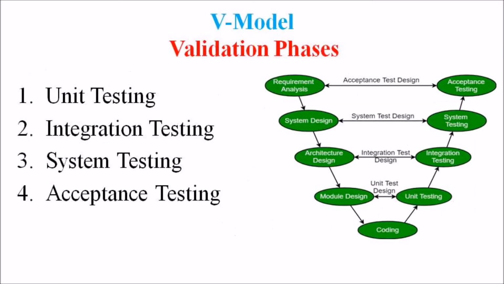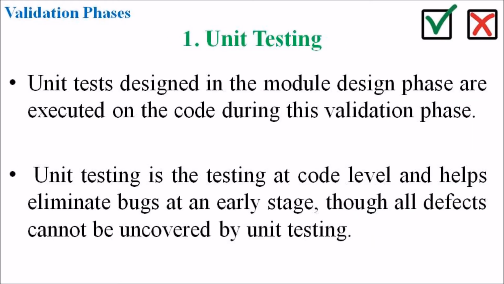After the coding phase is completed, we are moving to the validation phase, and this phase consists of 4 different procedures. They are unit testing, integration testing, system testing, and acceptance testing. The unit tests designed in the module design phase are executed on the code during this validation phase. Unit testing is the testing at code level and helps to eliminate bugs at the early stages, though it should also be considered that all the defects cannot be uncovered by the unit testing phase.